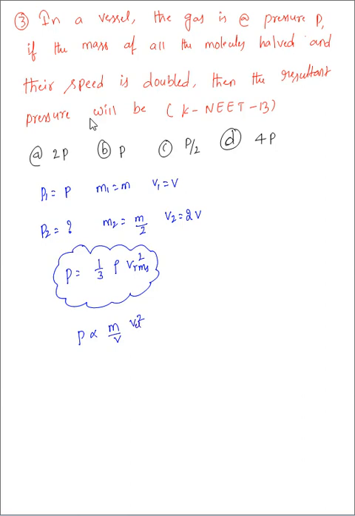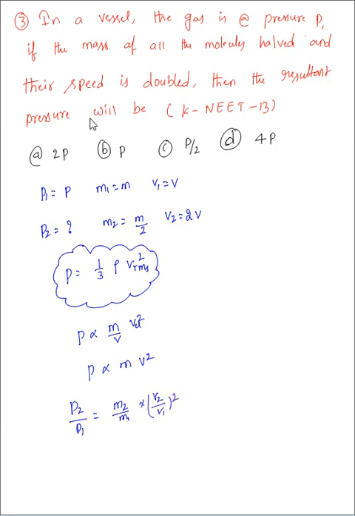Here volume is also not required for me, therefore pressure is directly proportional to mass into velocity square, we can write it here. So what we need to calculate is P2 now. Therefore P2 by P1 can be written as M2 by M1 into V2 by V1 whole square. We can write it here.